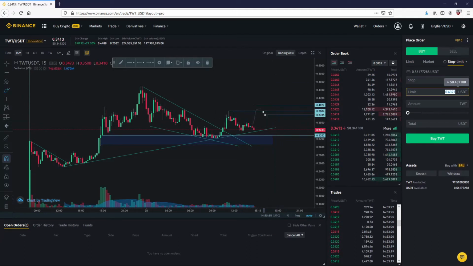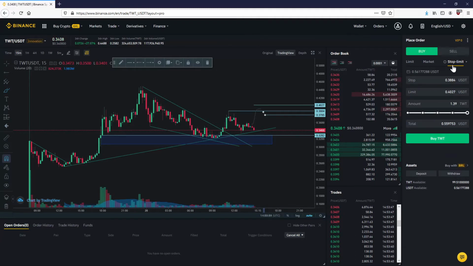So that will be your limit price, either 0.424027 or any other price lower than the breakout point. So it will take your order alongside and rally with it. You fill in the amount you wish to buy, then you click on buy. So that is for stop limit.